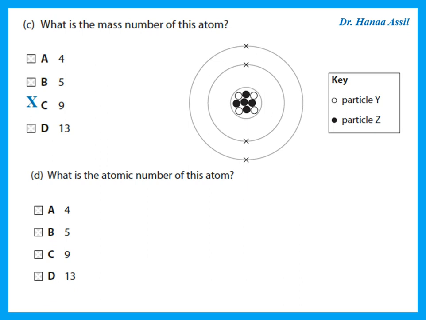What is the atomic number of the atom? What do we mean by atomic number? Atomic number is the number of protons. So how many protons do we have? It says Y is the proton, and that's the white ball in there. So we have 4 protons. So the atomic number is 4.